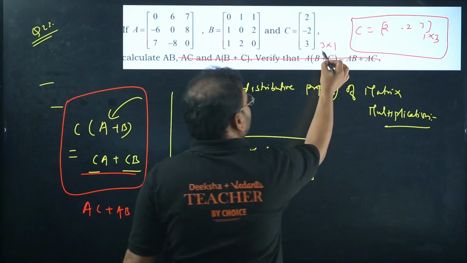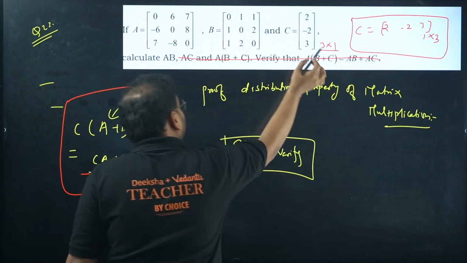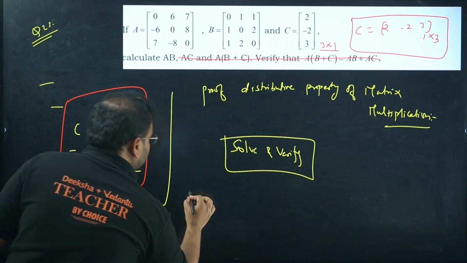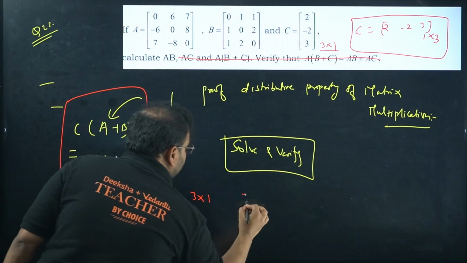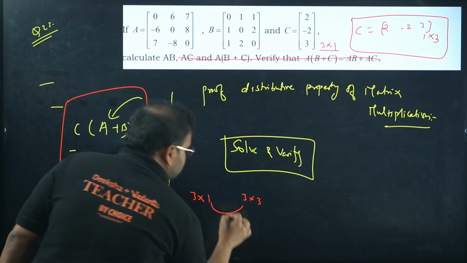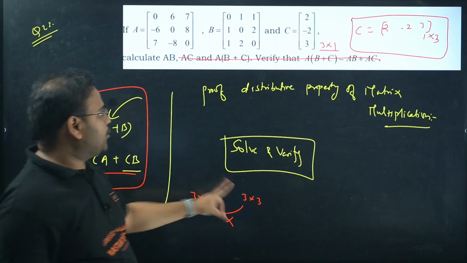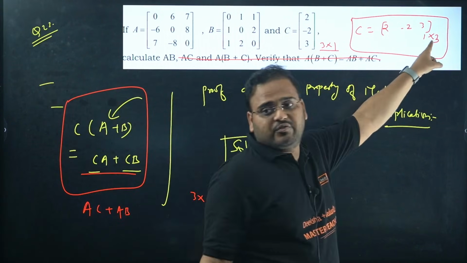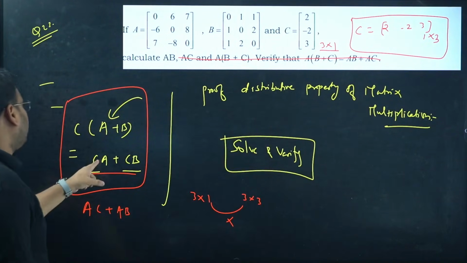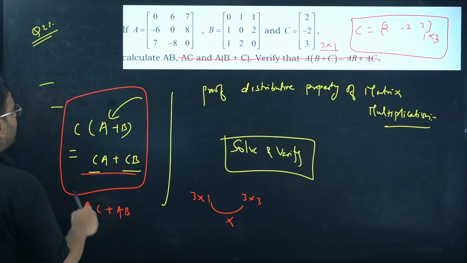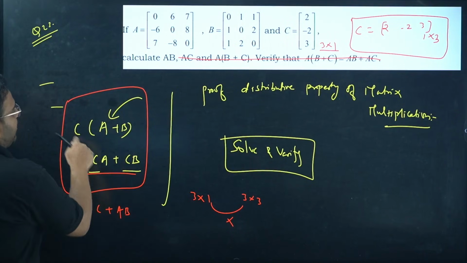First of all, if you have a 3 cross 1, you cannot multiply 3 cross 1 with a 3 cross 3 matrix. When you multiply this 3 cross 1 with 3 cross 3, it is not possible. So we have to go 1 cross 3, that's why I've taken this as 1 cross 3. Now somebody will say, sir, why don't we take it as AC and BC? You cannot do that. If you take C into A and C into B, you cannot get AC and BC.